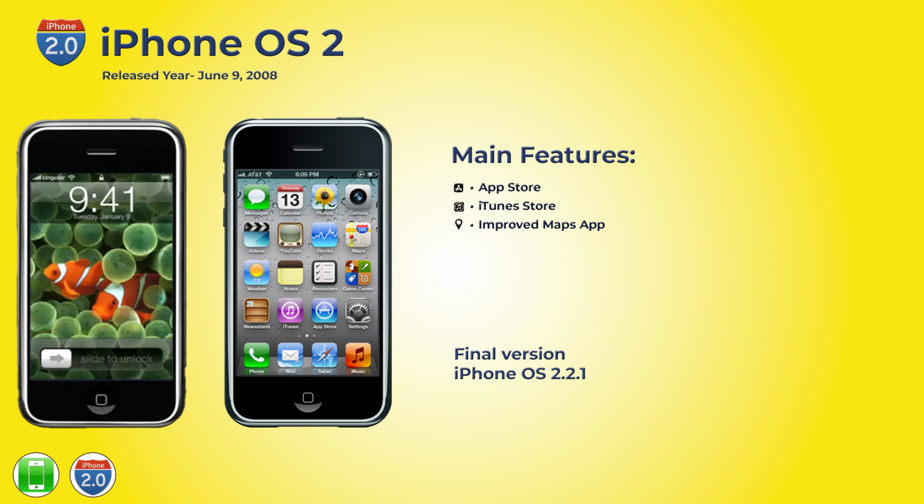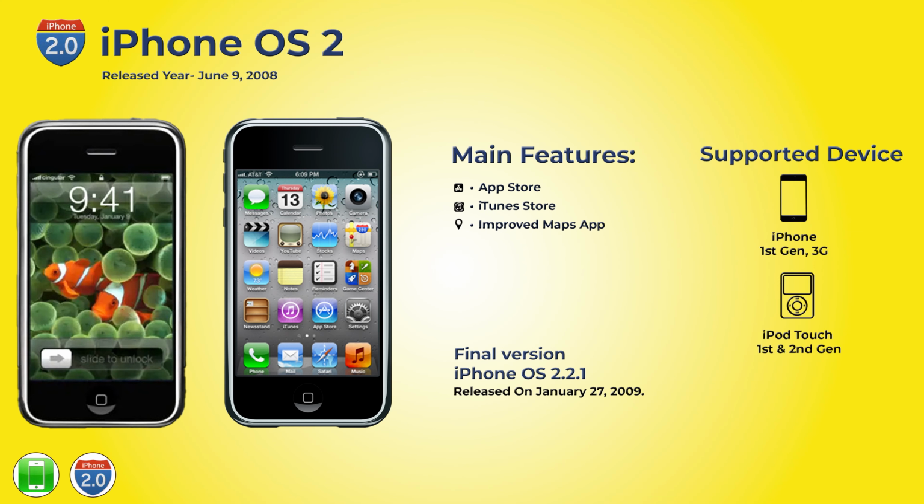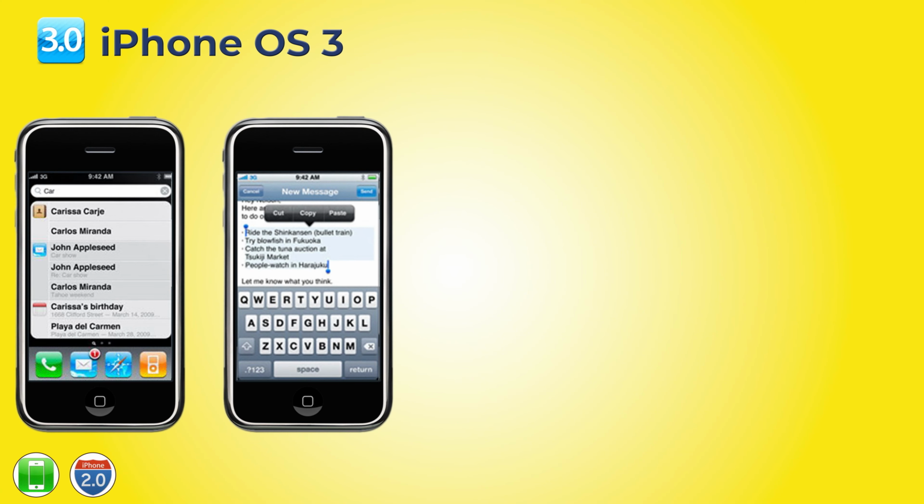The final version was iPhone OS 2.2.1, released on January 27, 2009, and compatible with iPhone first generation, 3G, and iPod Touch second generation. Support for this version ended in the year 2011. Next is iPhone OS 3.